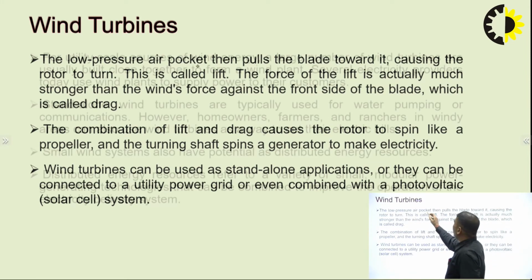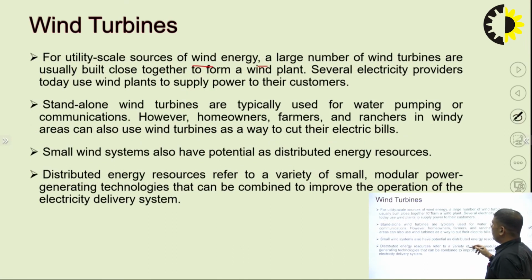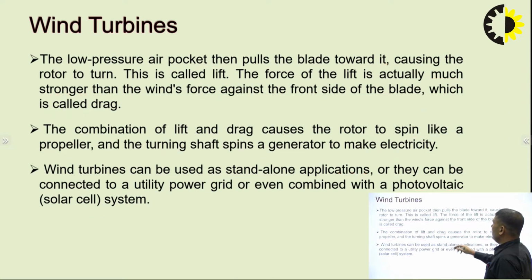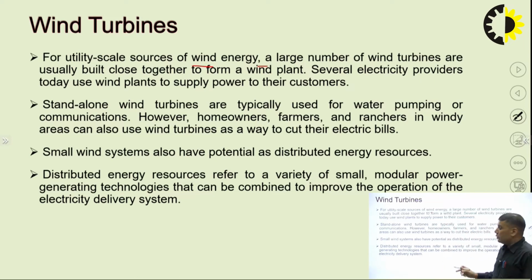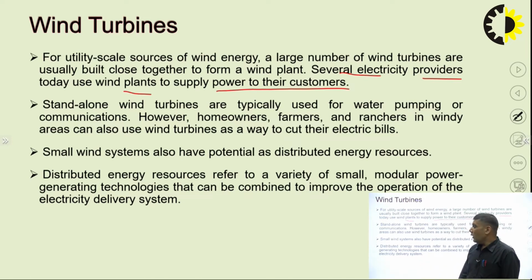The low pressure air pocket then pulls the blade. Just wait a minute. Okay, so the next point is, for utility scale sources of wind energy, a large number of wind turbines are usually built very close together to form wind plants. There are many such setups, and several electricity providers today use wind plants to supply power to their customers, just like Suzlon Energy. Even Adani recently set up a very big wind-powered plant in Rajasthan.